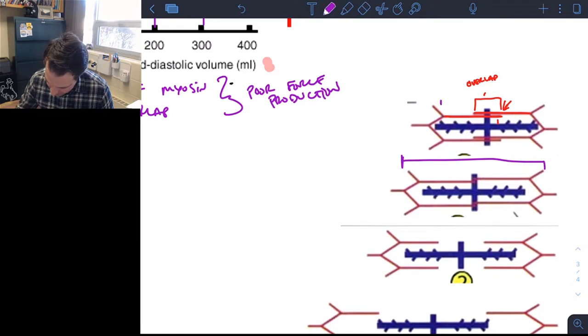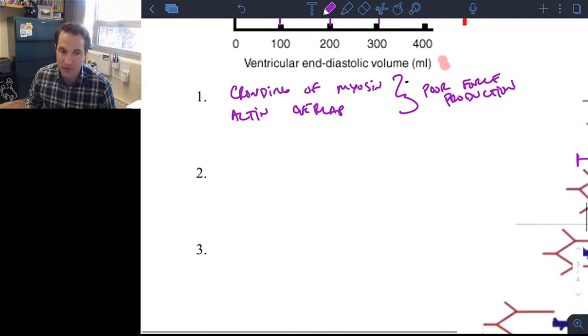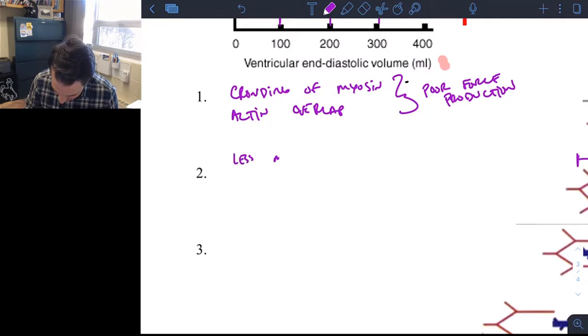Let's draw this one a little bit better. We have a larger sarcomere now, a more stretched out one. Our myosin size hasn't changed. It's just the actin has gotten further apart. Our Z lines have gotten further apart. So here we have less myosin crowding. Less or no overlap.